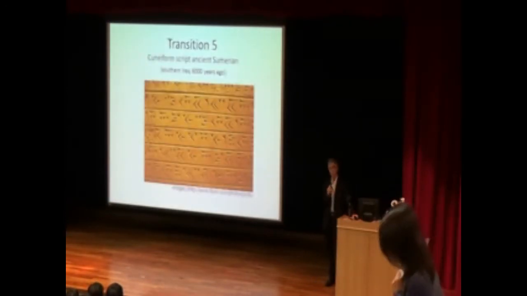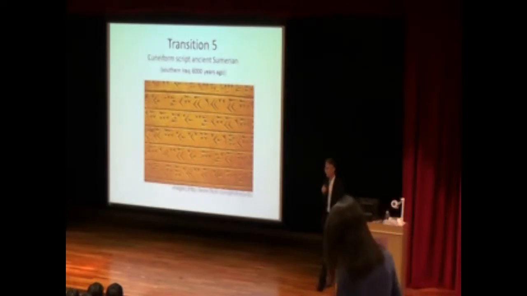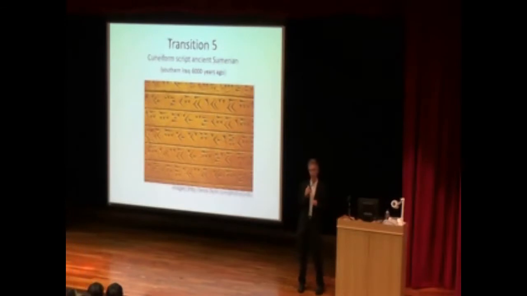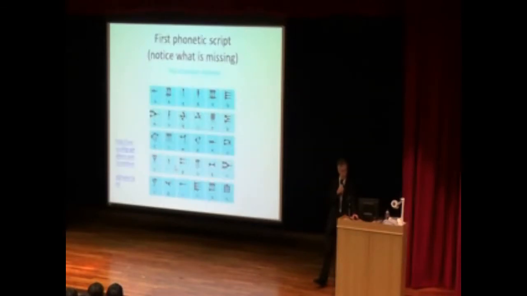And so transition five was, again, a very important transition. This is about 6,000 years ago, where we have symbols to represent sound. So this was the very first cuneiform script, 6,000 years ago, in what's now Iraq. Let's just take a look at, here you can see the alphabet transcribed onto these ancient symbols.